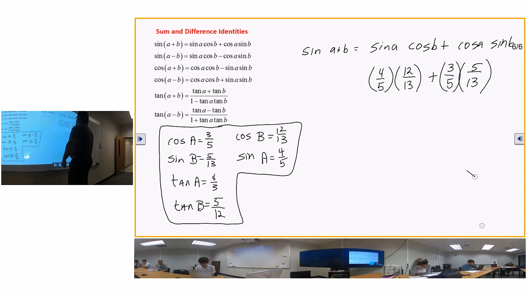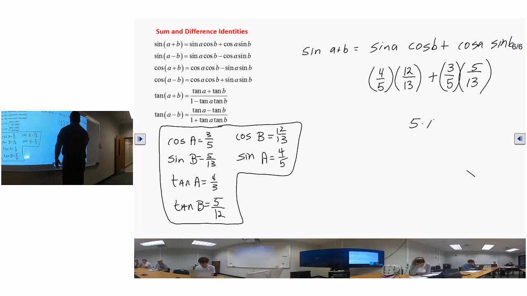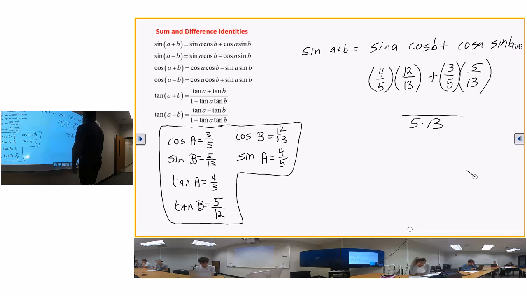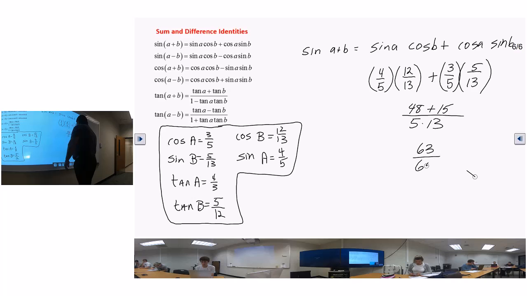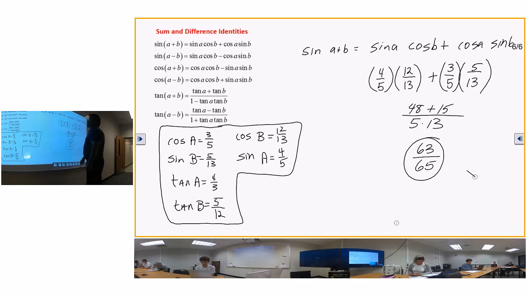So I have to have a common denominator. I'm just going to put everything over 5 times 13. I'm not worried about what it is right now. So 4 times 12 is what, 48? Yes. Plus 3 times 5 is 15. 63 over 65 is your answer for the sine of A plus B. Yep.